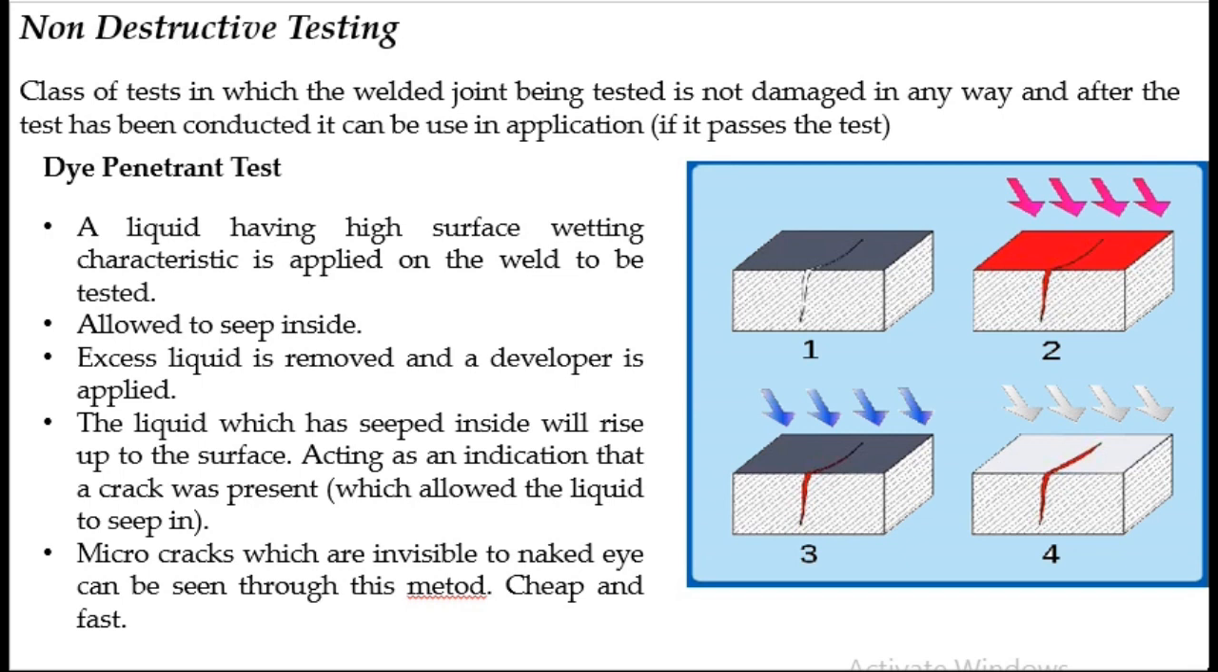First in this is the dye penetrant test, which is fairly simple. We take the welded specimen on which, suppose, a crack is present. We apply a wetting liquid on top of it. The wetting liquid has high surface wetting characteristics, so it flows inside the crack. Then we remove the excess wetting liquid. Then we apply a developer. The developer pulls the liquid out of the crack. So the micro cracks which are not visible to the naked eye, we can now easily visualize. We can find out how many cracks are there or whether cracks are present or not. So this is called the dye penetrant test. It is cheap and faster compared to destructive testing. There is no setup time, no loading time and all. So this is a cheap and fast method.